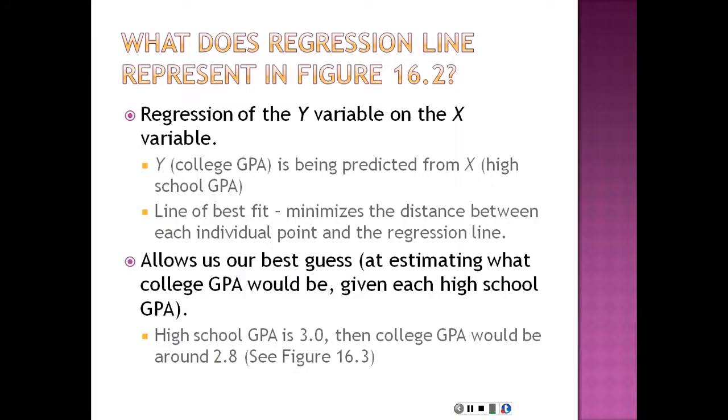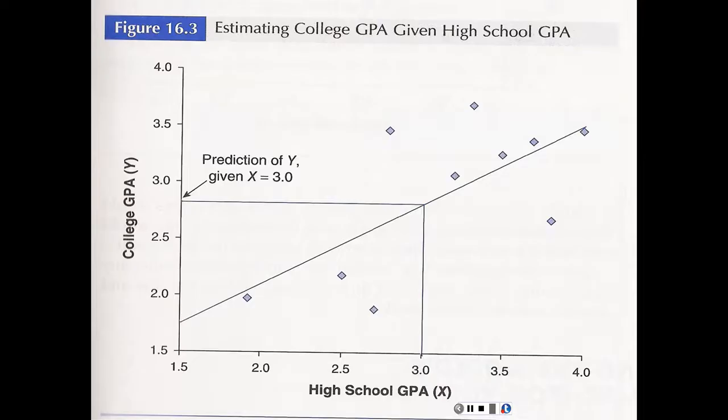So what else does this regression line represent? It allows us our best guess, meaning it allows us to estimate what college GPA would be given each high school GPA. So for instance, let's look at this particular figure here, figure 16.3. If there's a high school GPA of 3.0, then a college GPA should be around, and I'm only estimating, it will be around 2.8.